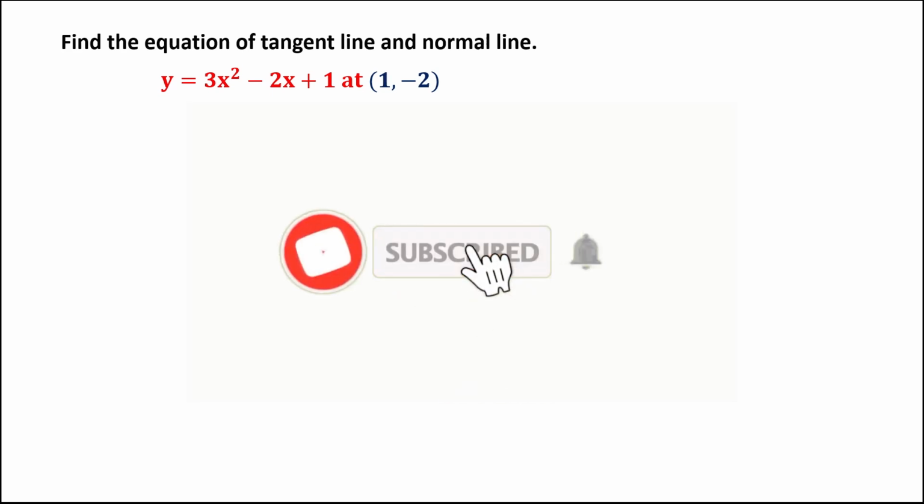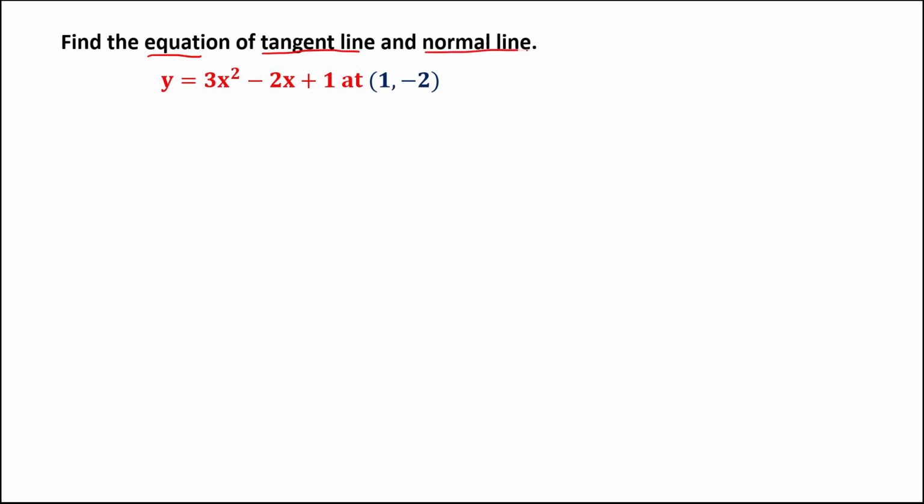So for this problem, to find the equation of the tangent line and the normal line for this given, first we need to find the first derivative. So y prime equals the derivative of 3x squared, this is 6x, then the derivative of negative 2x, that's negative 2, and the derivative of a constant, so this one is 0. So the first derivative is 6x minus 2.